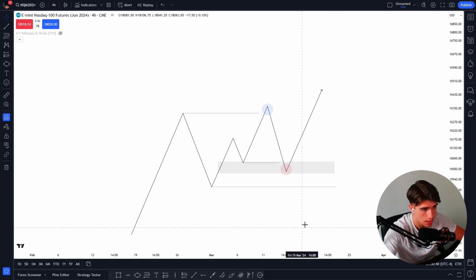So all I want you to understand is when we hit external range liquidity, we can expect a pullback into internal range liquidity and then a retracement back up to the external range liquidity again, simply because the market moves from external range liquidity to internal range liquidity to external range liquidity.